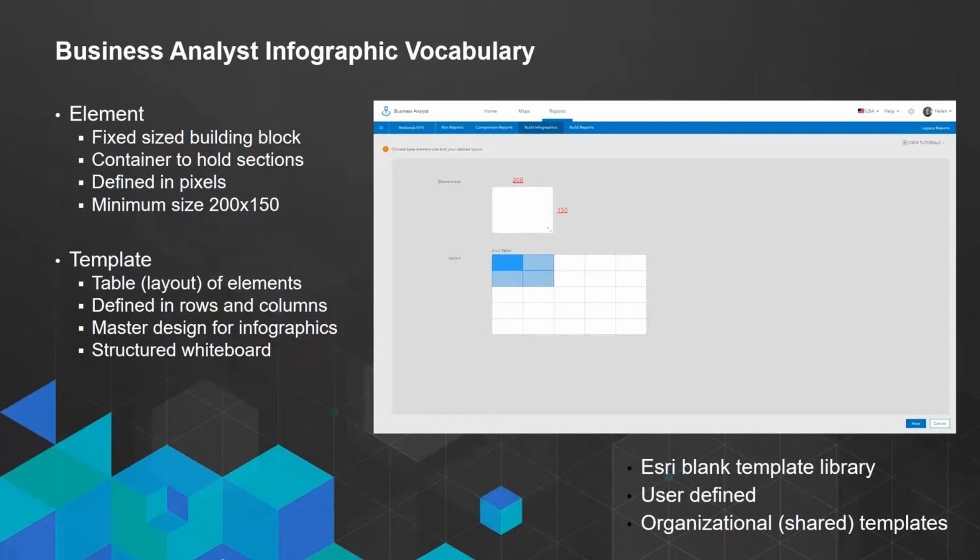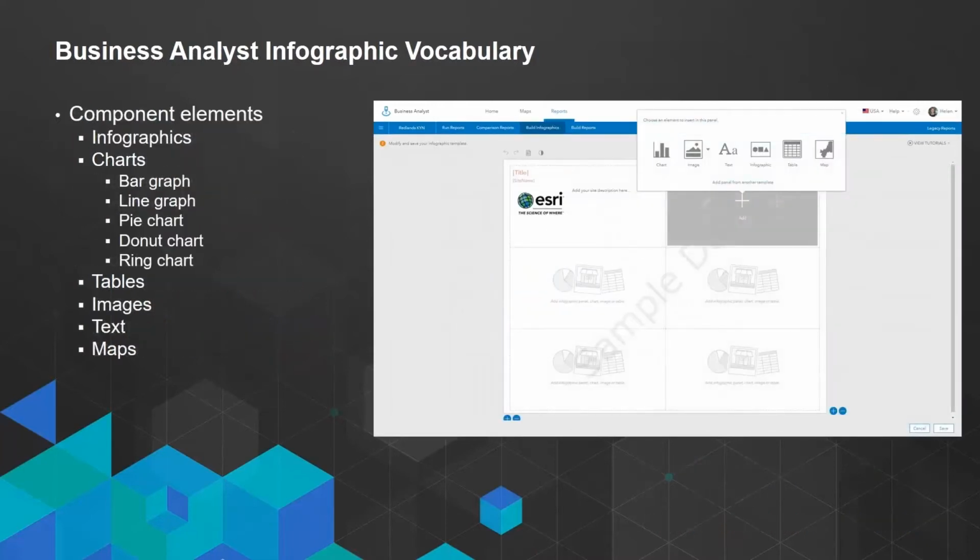And there are templates from Esri. You can define them yourselves, and there are organizational templates. If we think about this a little further, you saw me using infographic panels themselves. There are different charts, tables, images, and text. And we can also customize and use different maps. So what I'm going to do next is go in and start to customize some of these individual infographics and build my own.